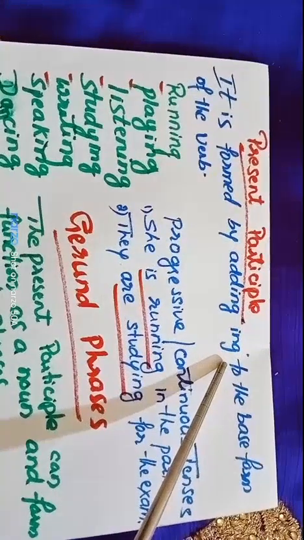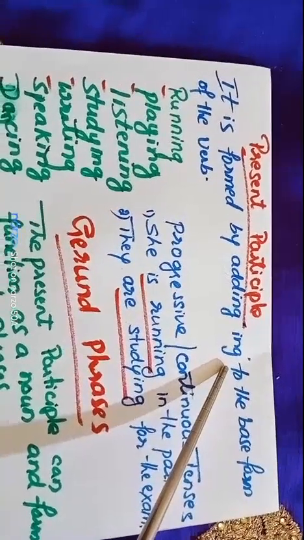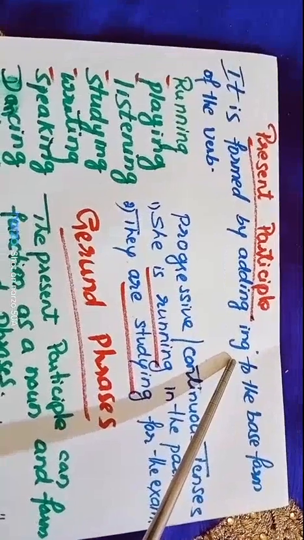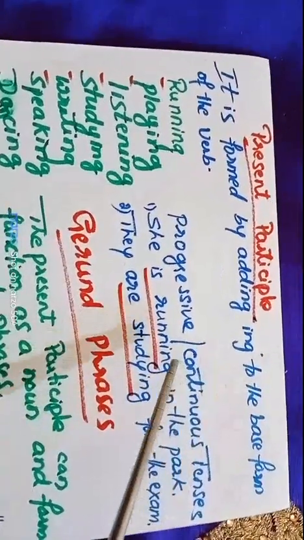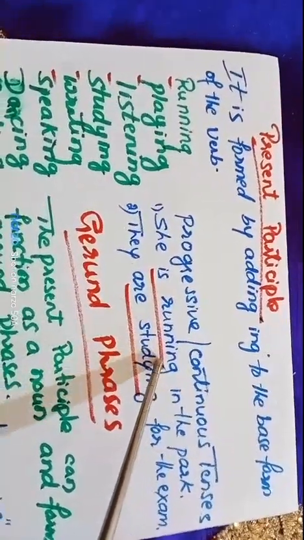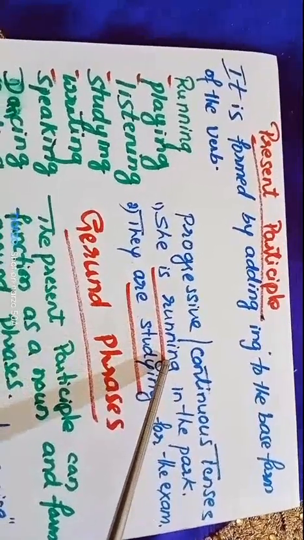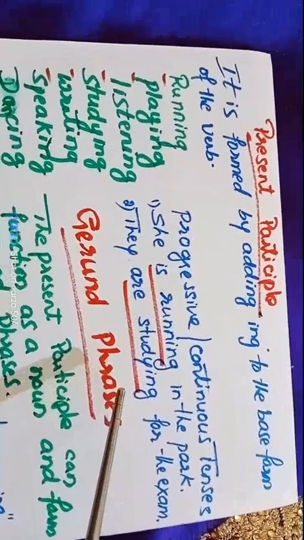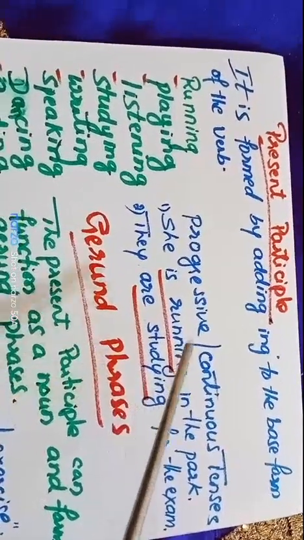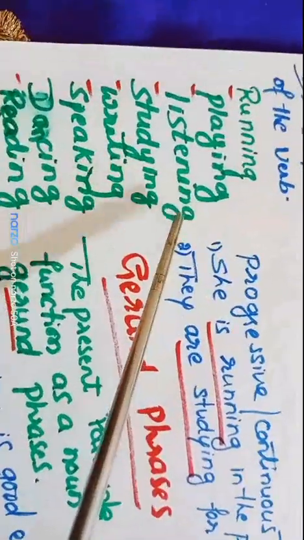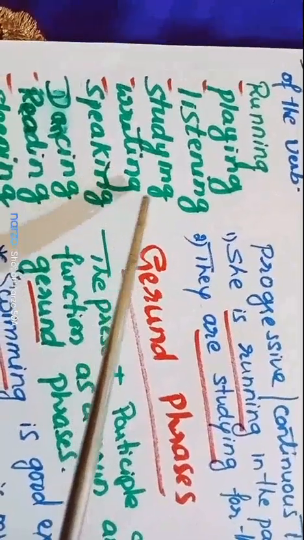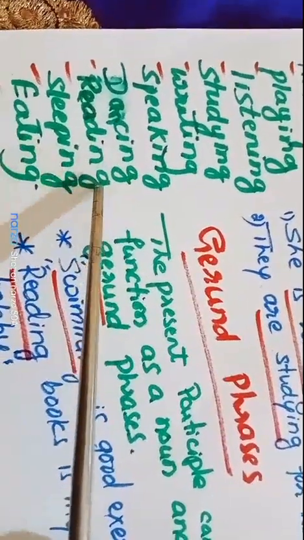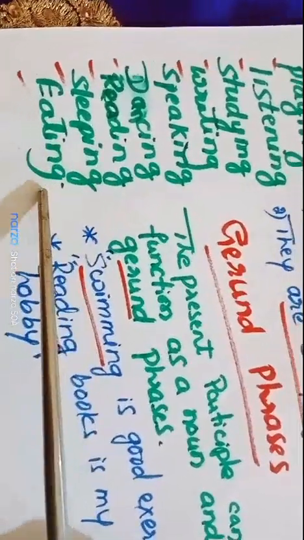The present participle, also known as the ing form, is a verb form that is used to indicate ongoing or continuous actions in the present or to describe a verb as an adjective. The present participle is formed by adding "ing" to the base form of the verb. Here are some examples of present participles: running, playing, listening, studying, writing, speaking, dancing, reading, sleeping, and eating.